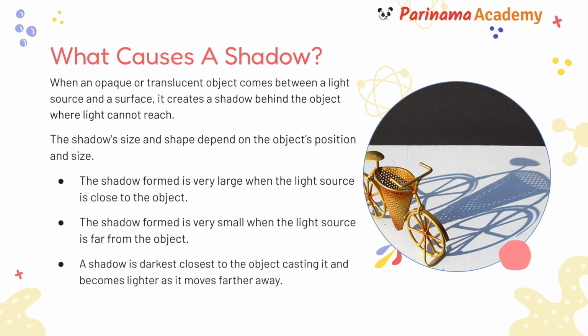When an opaque or translucent object comes between a light source and a surface, it creates a shadow behind the object where light cannot reach. The shadow's size and shape depends on the object's position and size. The shadow formed is very large when the light source is close to the object. The shadow formed is very small when the light source is far from the object. A shadow is darkest closest to the object casting it and becomes lighter as it moves farther away.